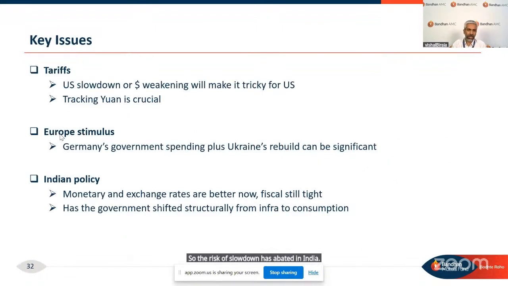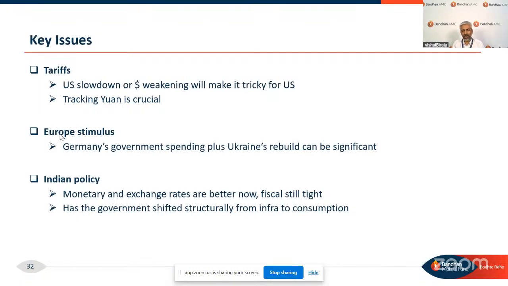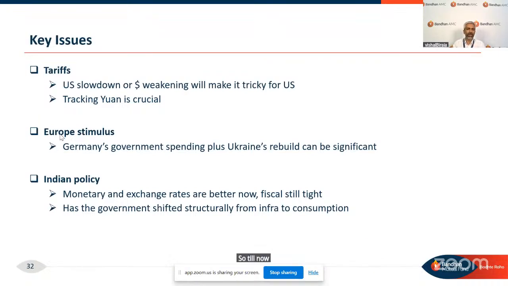And in the short term, what we will be tracking is how the US will manage the dollar. Till now, what used to be the case was, anytime there is panic in the world related to anything macro, people used to go buy US dollars. And this time they're actually selling US dollars, with so much uncertainty in the global markets.